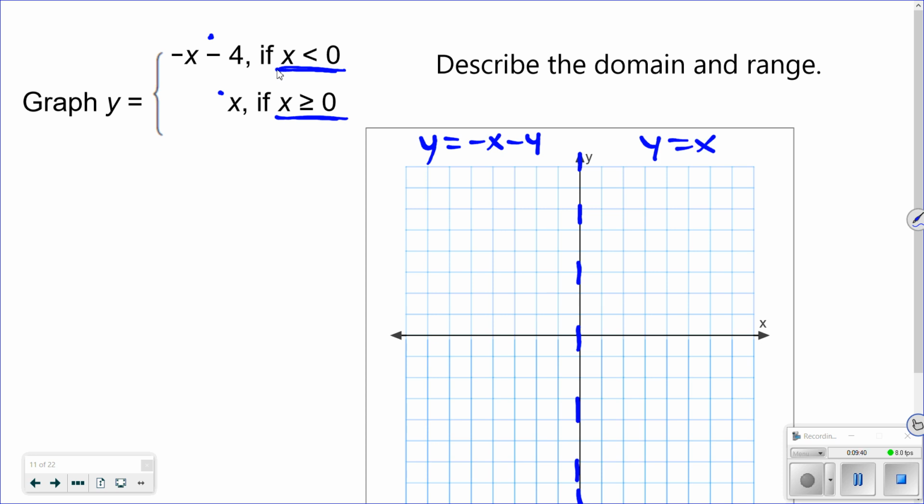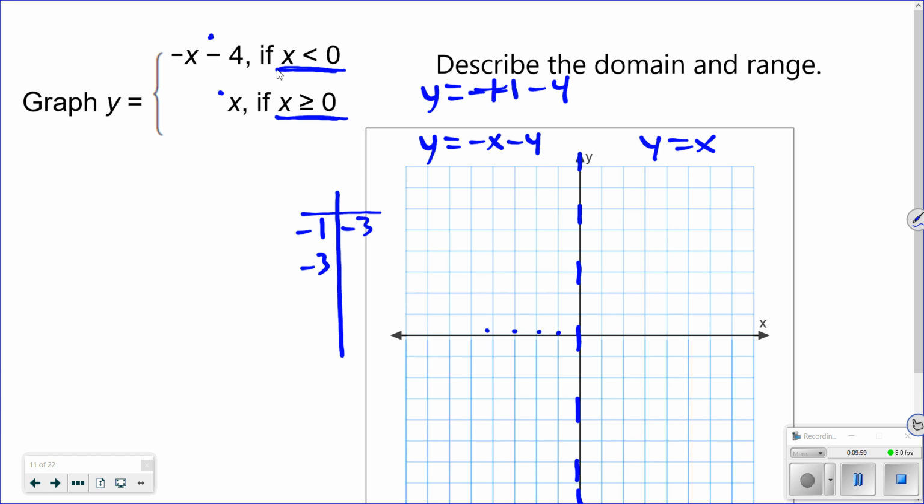Okay, let's make our table. I got to pick some numbers to the left, or less than 0, so anything over here. So we could do like -1 and -3. If I plug in -1, this is a little bit tricky. It's y equals a -1 minus 4. Well, that changes to a plus, so 1 minus 4 is -3.